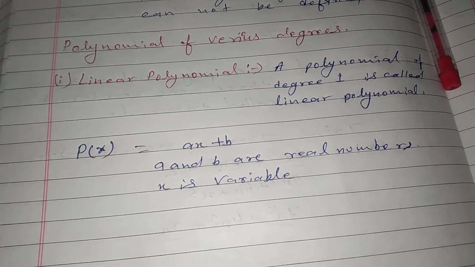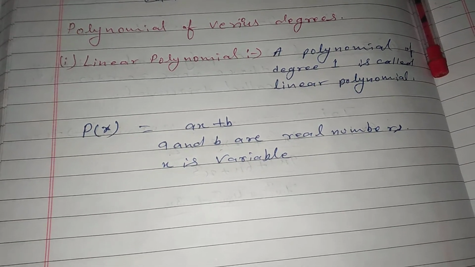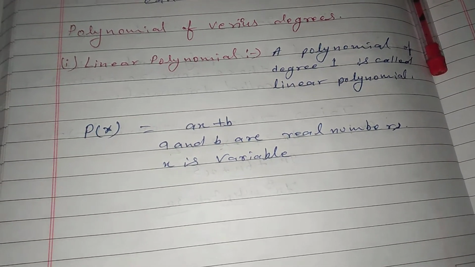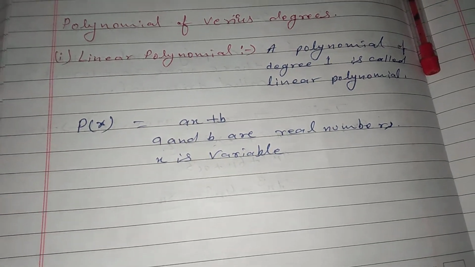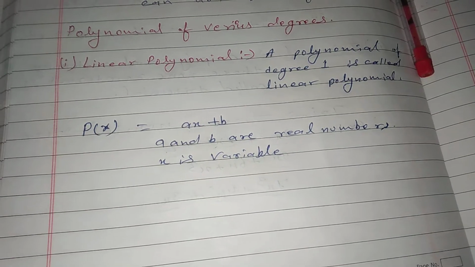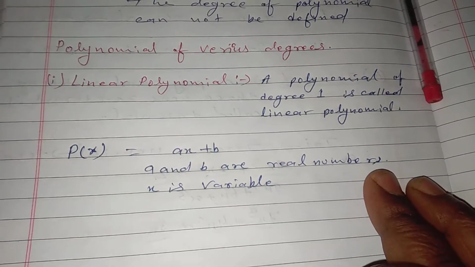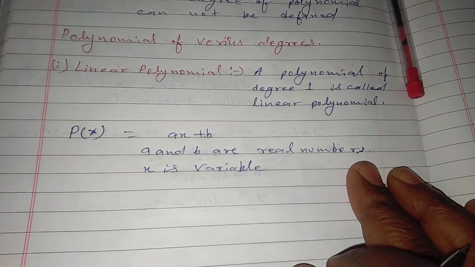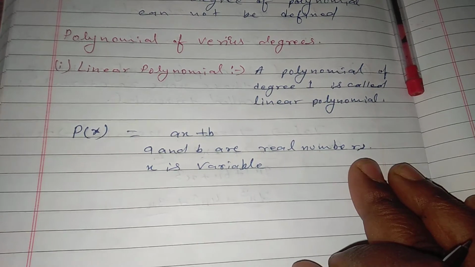This is the second video. In the second video, we are going to learn polynomials of various degrees. First, the linear polynomial. You can ask, what is a linear polynomial? A polynomial of degree 1 is called a linear polynomial.